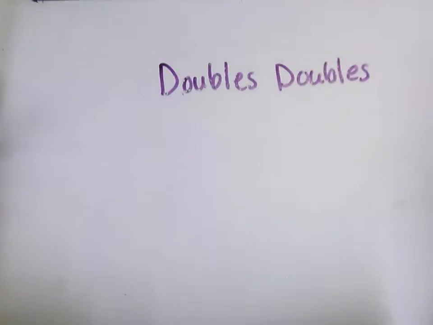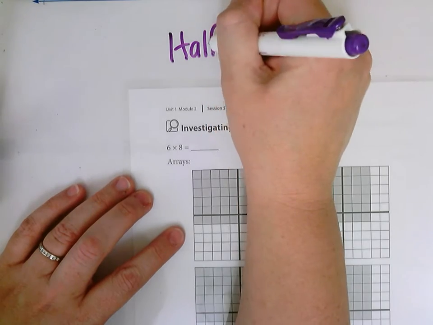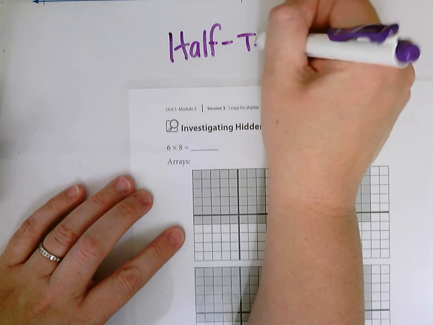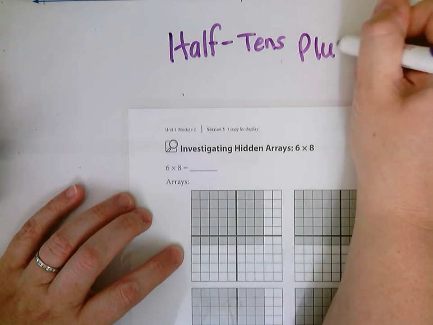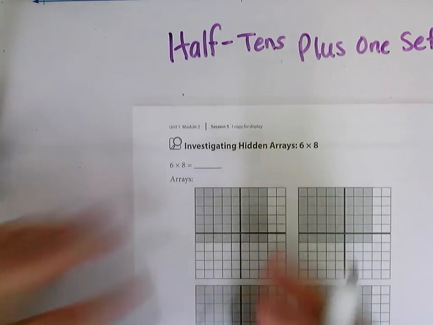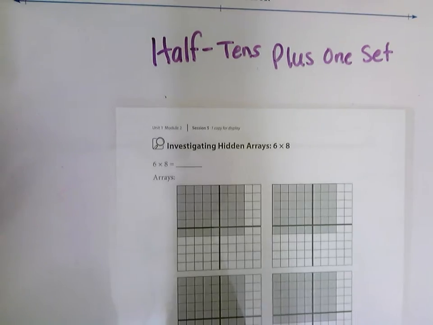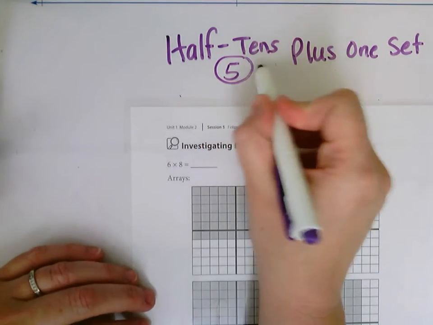Let's try another strategy. The doubles doubles is what we use for fours. Let's try another strategy, which has a really long name. It's called half tens plus 1 set. Half 10, guys, half 10 is 5. So think 5 plus 1 more set.